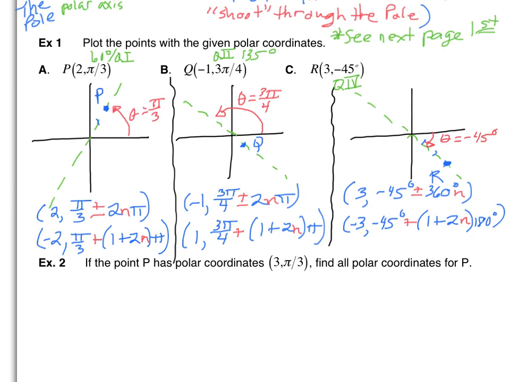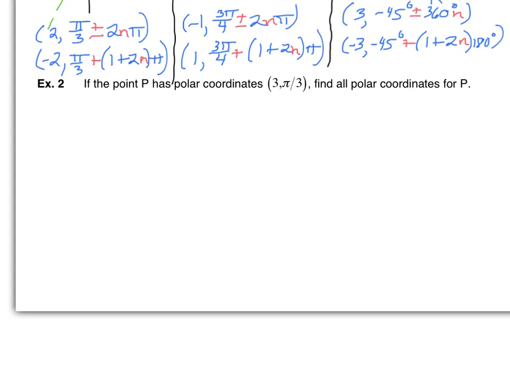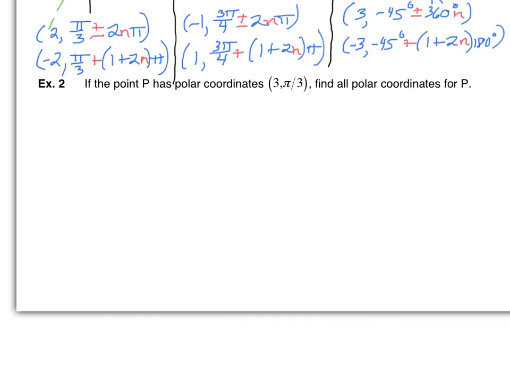All right, so let's try example 2. If P has the polar coordinates (3, pi over 3), we're going to go ahead and plot that. So here's our polar axis. Our theta is pi over 3, so what angle measures that? 60 degrees. So let's plot a line that is 60 degrees, going from here to here. My theta is equal to pi over 3. But I always like to extend the line just in case we have to shoot through the pole.